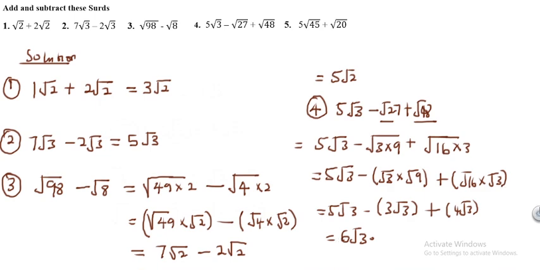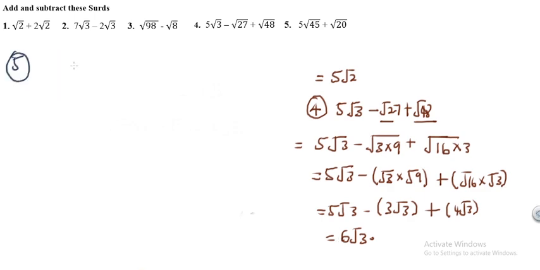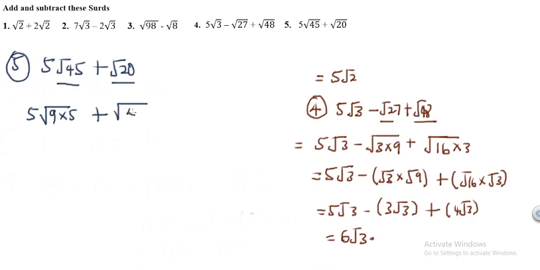I'll put enough space here. For number 5, we're told to do the addition of 5 root 45 plus root 20. So if you look at this, again, the roots are not the same, but we can simplify them. So if I simplify this, this looks like 5 roots. Now 45 can be broken down into smaller terms of 9 times 5 plus root 20 can be broken down into 4 times 5. Remember, perfect squares are key numbers they're looking out for when breaking down.